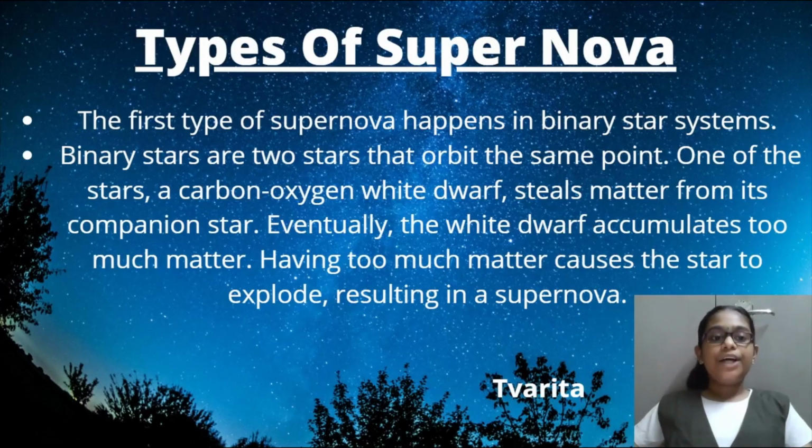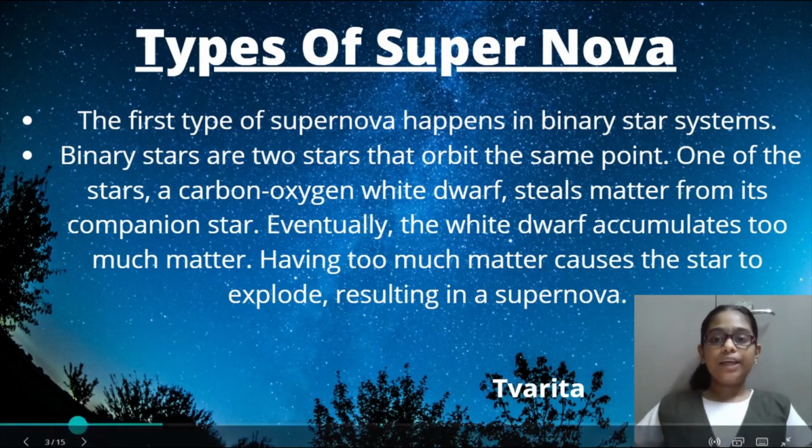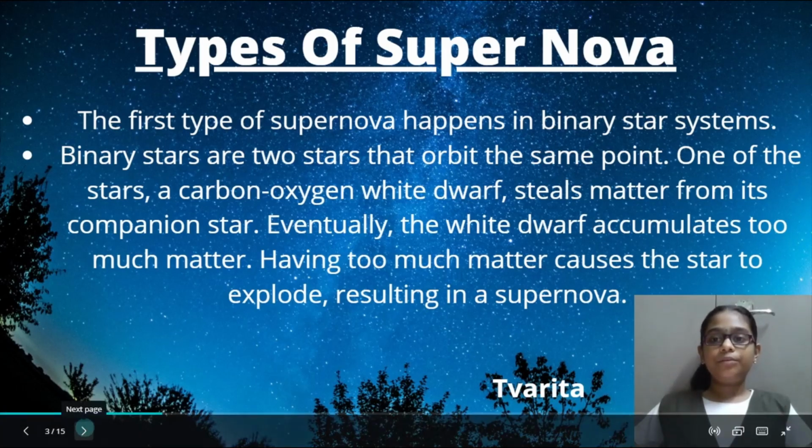Types of supernova. The first type of supernova happens in binary star systems. Binary stars are two stars that orbit the same point. One of the stars, a carbon oxygen white dwarf, steals matter from its companion star. Eventually, the white dwarf accumulates too much matter. Having too much matter causes the star to explode, resulting in a supernova.